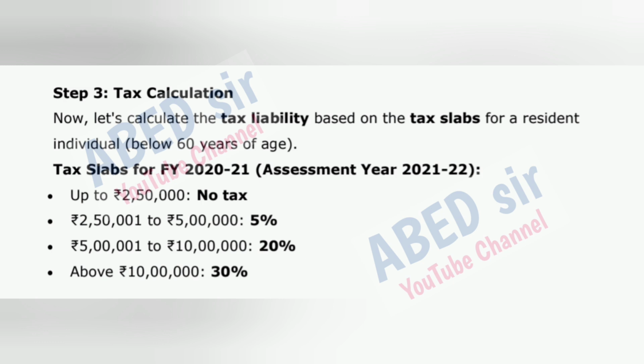Step 3. Tax calculation. Now, let's calculate the tax liability based on the tax slabs for a resident individual below 60 years of age. Tax slabs for FY 2020-21, assessment year 2021-22. Up to 2,50,000 rupees, no tax. 2,50,001 rupees to 5 lakhs rupees, 5%. 5 lakhs and 1 rupee to 10 lakhs rupees, 20%. Above 10 lakhs rupees, 30%.